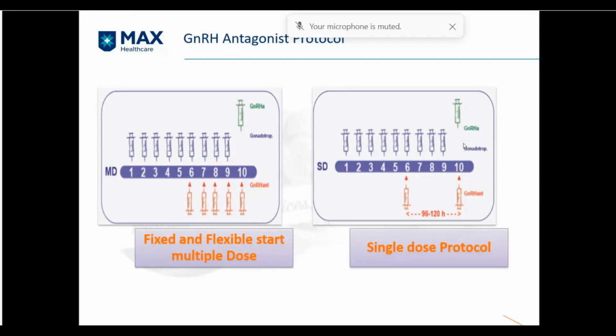Now, touching on the basic stimulation protocols, we have the GnRH antagonist protocol, which has a fixed protocol, a flexible protocol, and a single depot protocol. In the flexible protocol, the gonadotrophins are started from day 2 or day 3 of the cycle, and when the follicle size reaches 12 to 14 millimeters and the serum estradiol is more than 200 or 400 picomoles per liter, we start giving the antagonist to prevent the LH surge. This antagonist is continued till the day of the trigger.